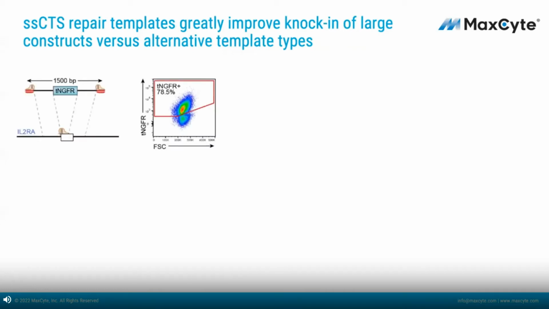And so this first strategy was to do a 1500 base pair knock-in of tNGFR into the IL-2RA locus. And this was done using the ssCTS templates, as they are called. With this knock-in strategy, they were able to achieve up to 78% knock-in of tNGFR.